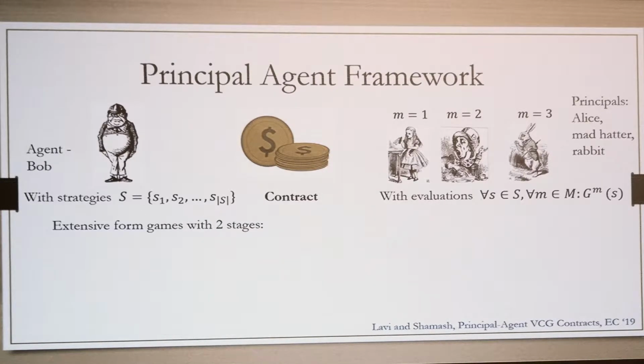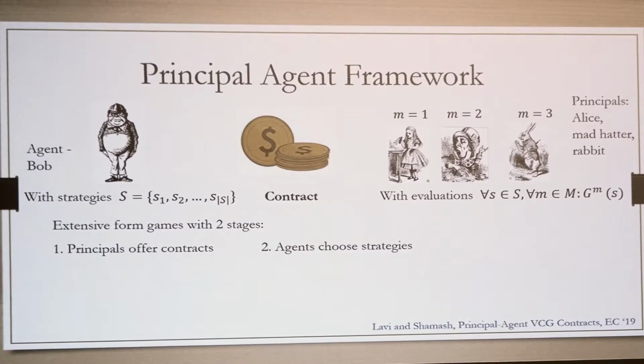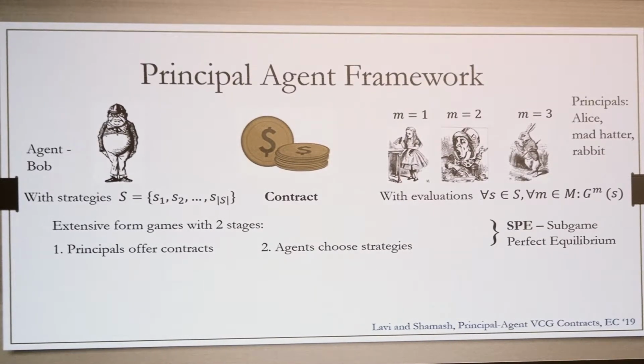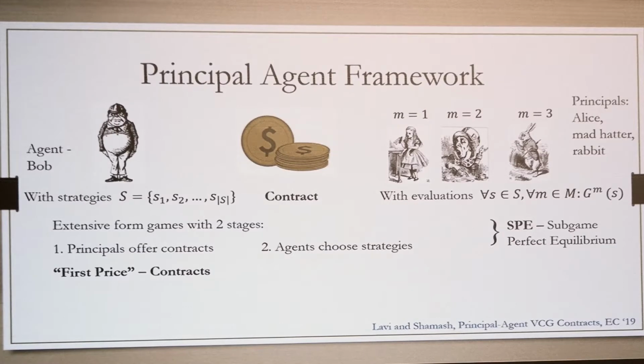Now, this is an extensive form game because initially the principals offer contracts, and only then the agents choose strategies. So we're looking at the subgame perfect equilibrium, or SPE. Most of the literature has looked at first price contracts, where the principal offers a price, a payment, and pays that payment to the agent if the agent chooses the specific strategy offered for that payment.